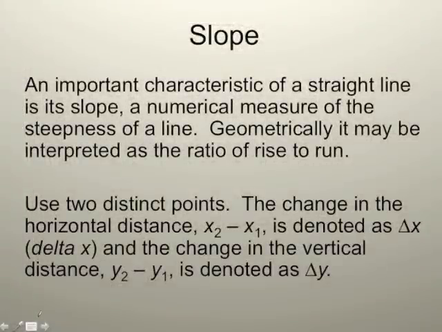An important idea about a line is its slope. It is a numerical measure of the steepness of the line. Geometrically, it's interpreted as the ratio of rise to run. Using two distinct points, the change in the horizontal distance, the second x minus the first x, is denoted by delta x, and the change in the vertical distance, y2 minus y1, is denoted by delta y, change in y.